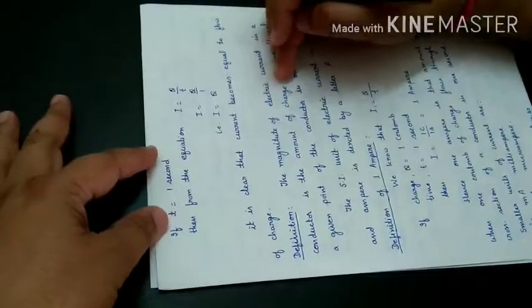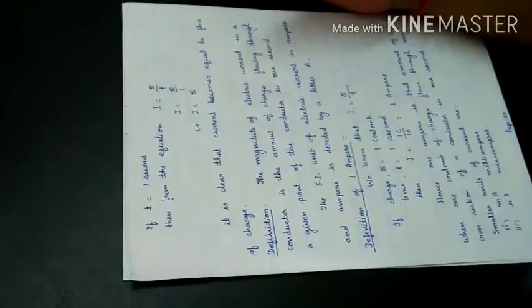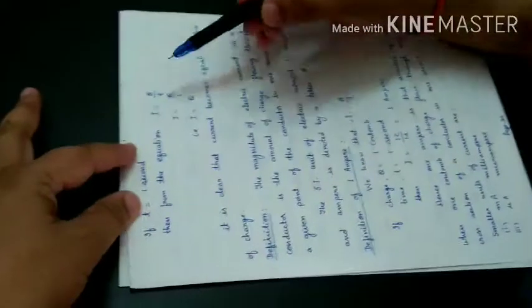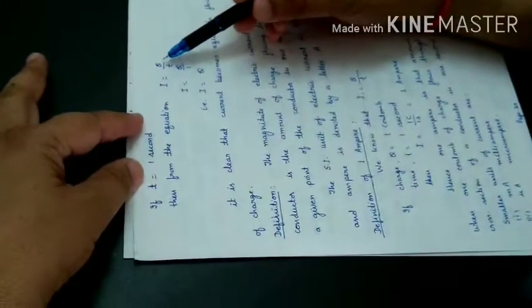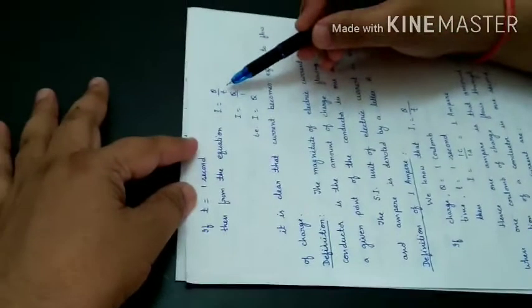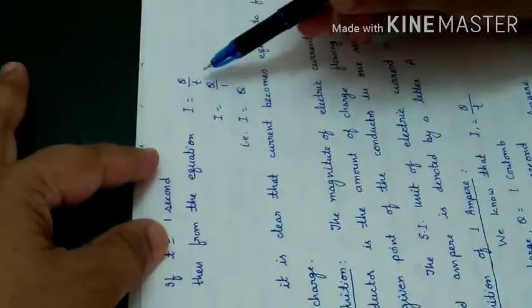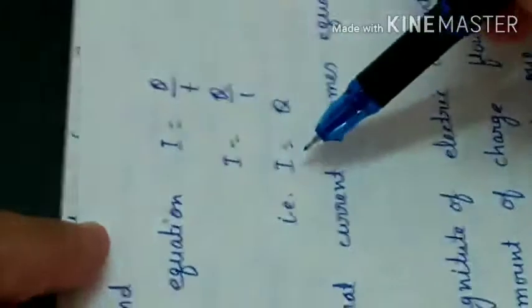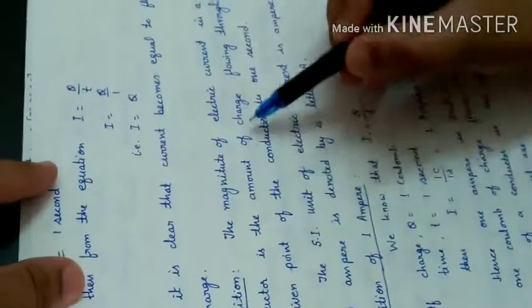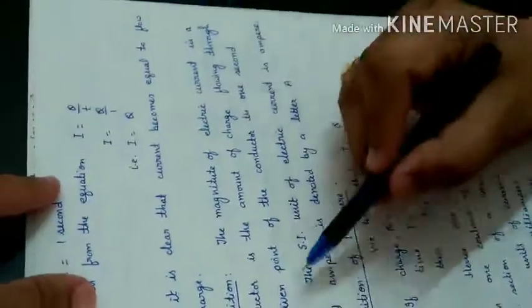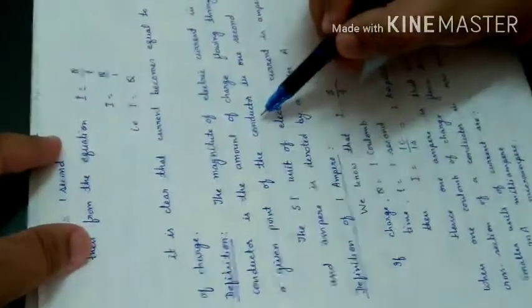Now next definition of electric current. So there are so many definitions of electric current. What is this definition? When the charge in the circuit flows from a cross-sectional point in 1 second, that is called current. Or we can say the magnitude of electric current in a conductor is the amount of charge flowing through a given point of the conductor in 1 second.